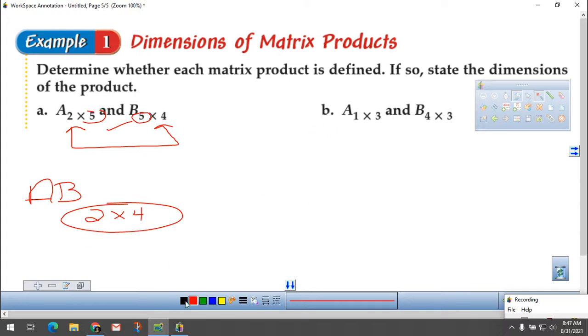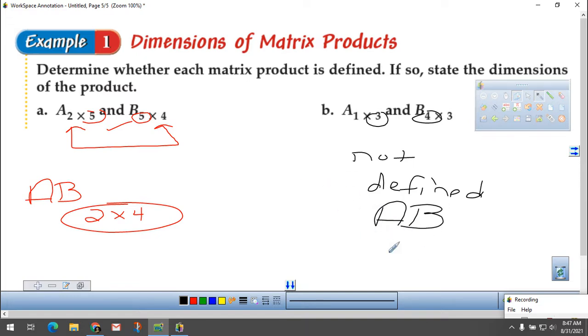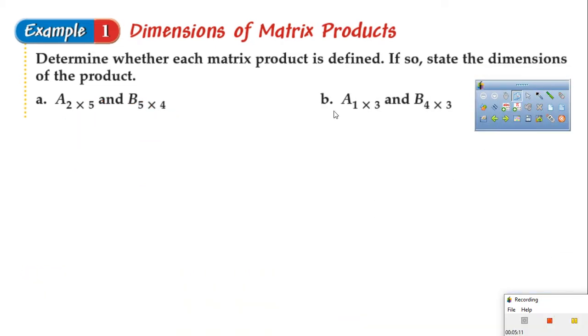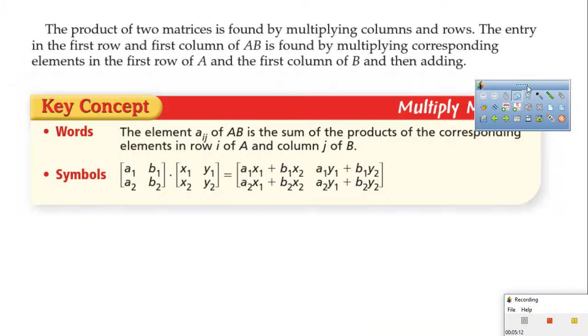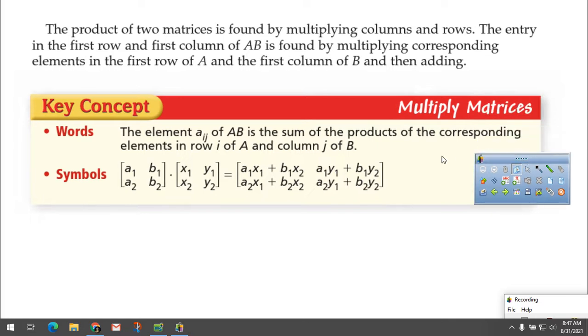Alright, for part B, matrix A is a 1 by 3, matrix B is a 4 by 3. The problem though, these inner numbers are not the same, so we cannot multiply those two matrices together. So AB is not defined. So just remember, you can't always multiply matrices. But when you can multiply them, here's your rule for multiplying them.